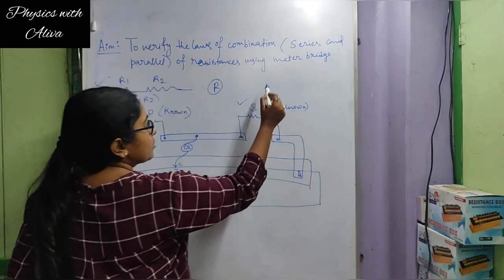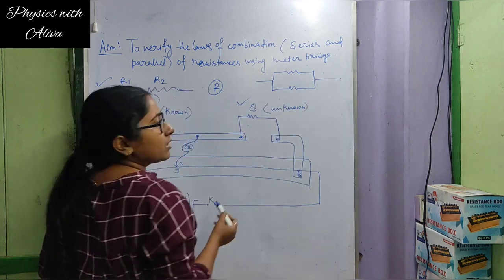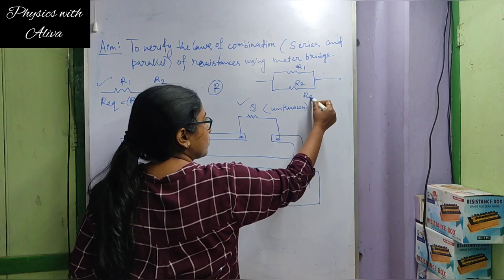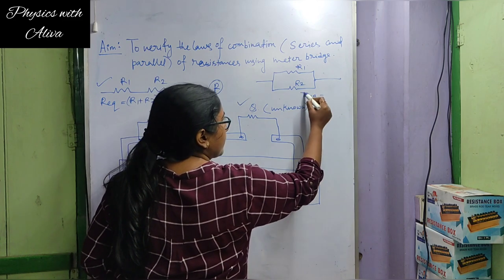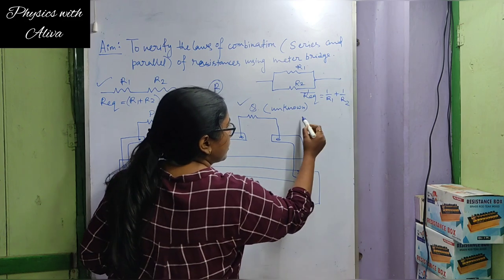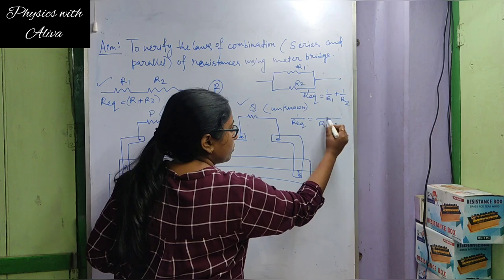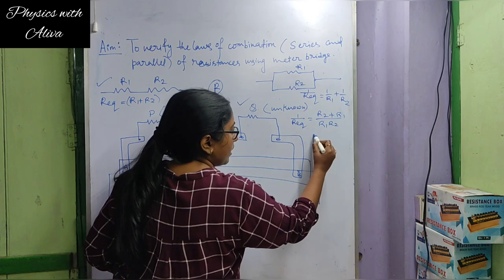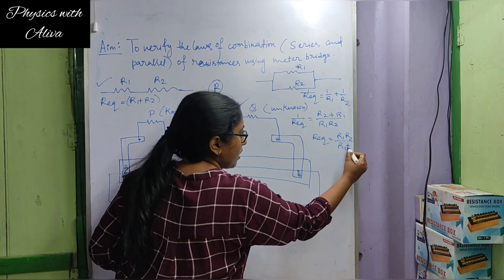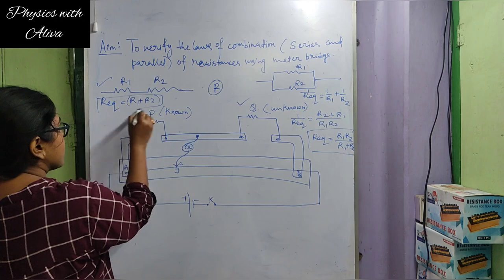Okay? And if these two resistances are connected like this, this is known as a parallel combination. If the value of the resistance is R1 and this is R2, then the equivalent resistance will be 1 by R equivalent equals 1 by R1 plus 1 by R2. Therefore, 1 by R equivalent equals (R1 plus R2) by R1R2. And the value of R equivalent will be R1R2 divided by R1 plus R2. Okay. This is for parallel combination and this is for series combination.